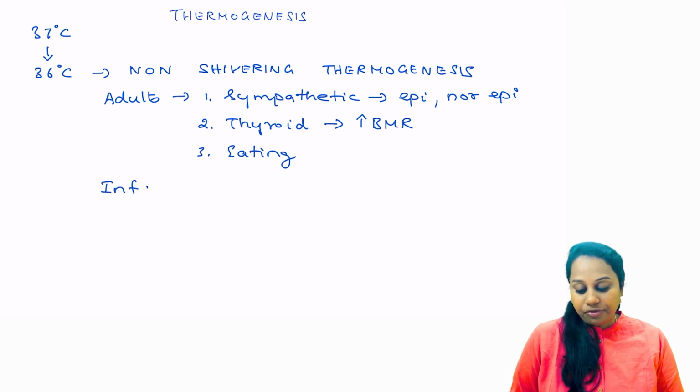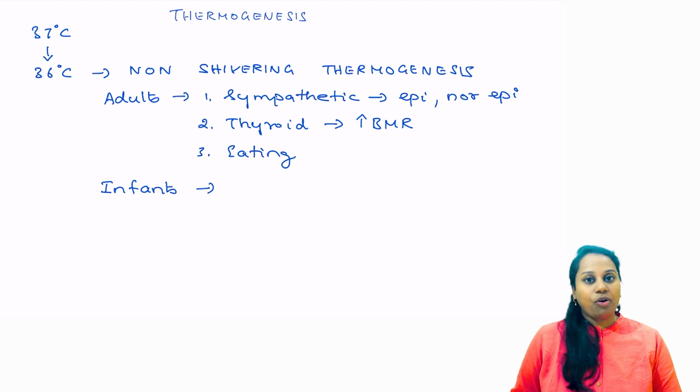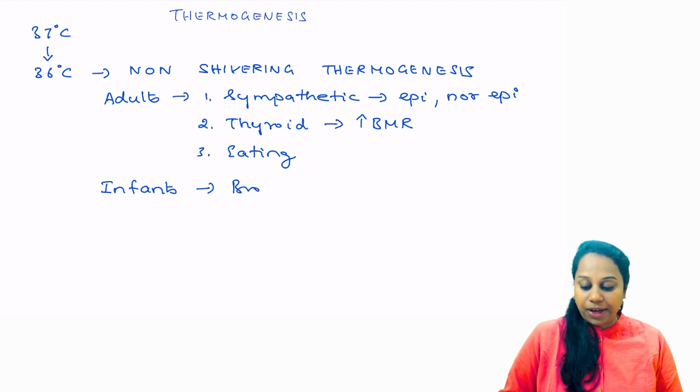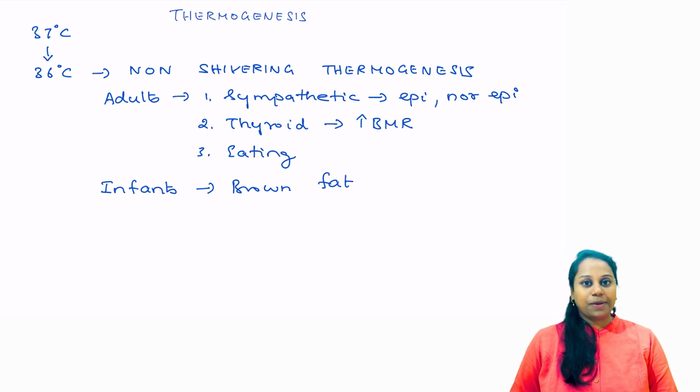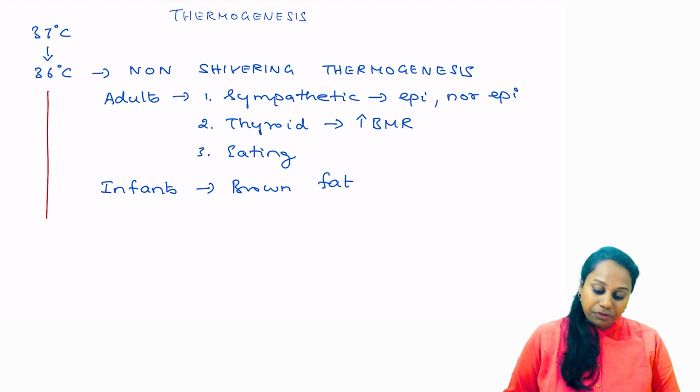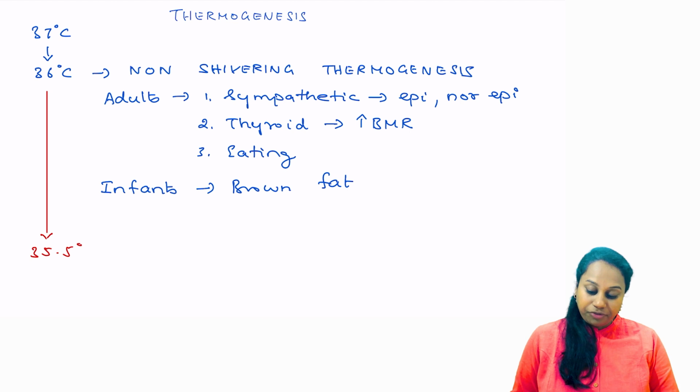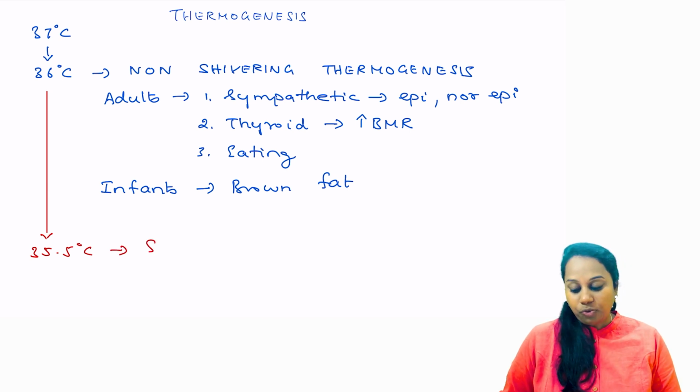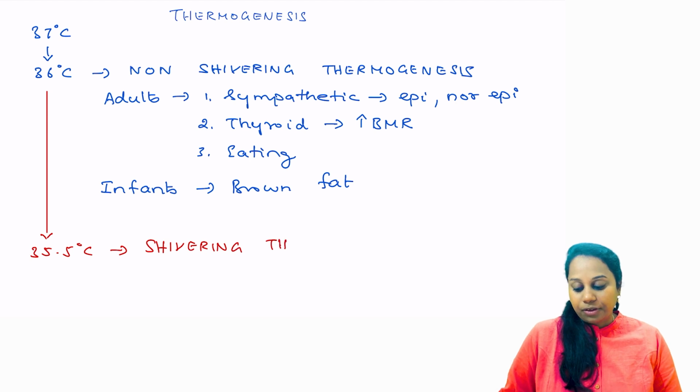What about infants? The mechanism of non-shivering thermogenesis in infants is by brown fat, because brown fat has a high rate of metabolism. So this can also produce heat. When there is a further fall in body temperature to 35.5 degrees C, now the body produces shivering thermogenesis. You shiver and you produce heat. This is called shivering thermogenesis.